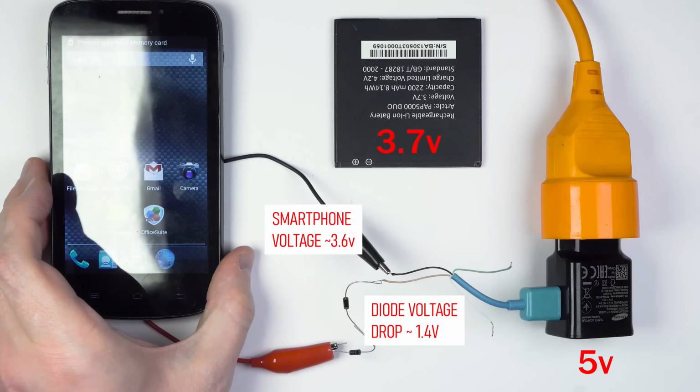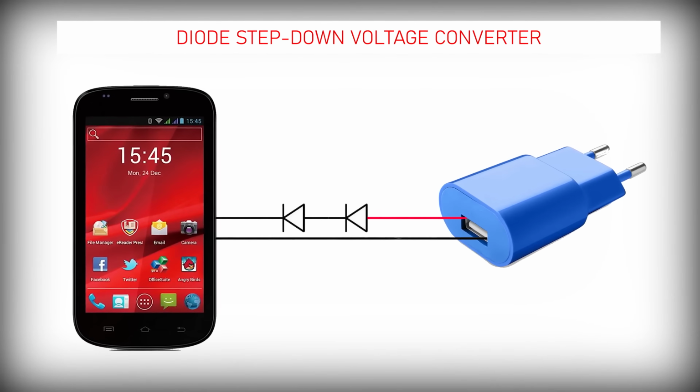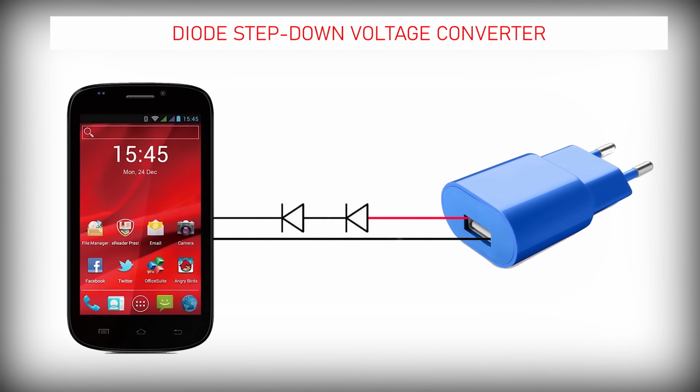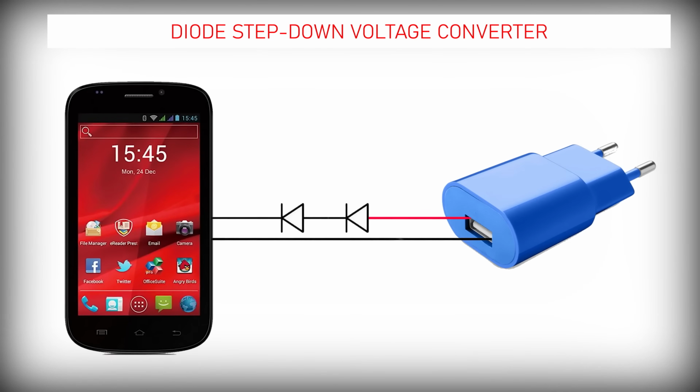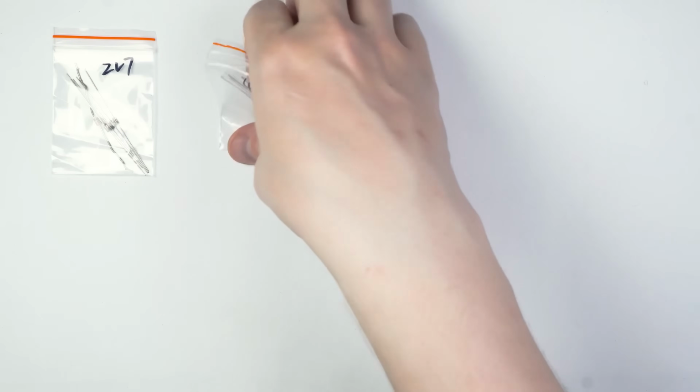This method of stepping down the voltage works pretty well, but you can hardly call it convenient. For example, if you have to drop 12 volts, you will need as many as 20 diodes. Wouldn't it be nice to have a component with a fixed voltage drop that exceeds 0.7 volts? And such component exists. It's called Zener diode.